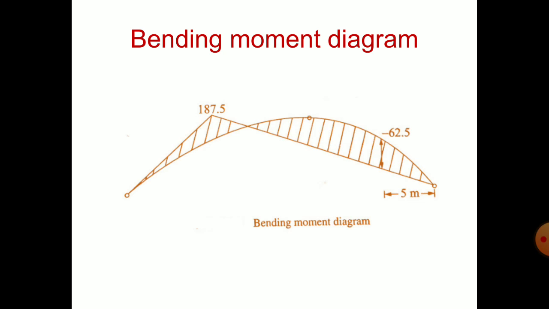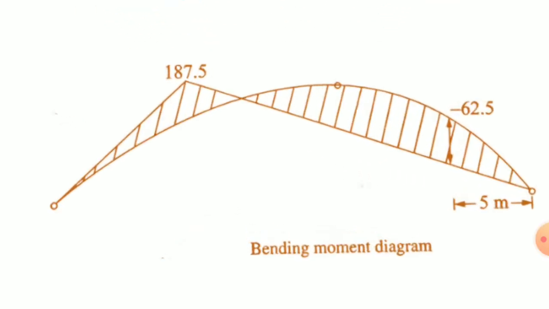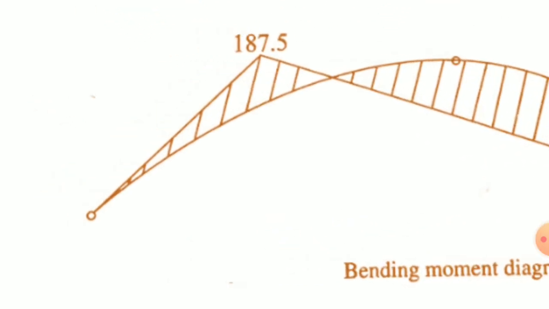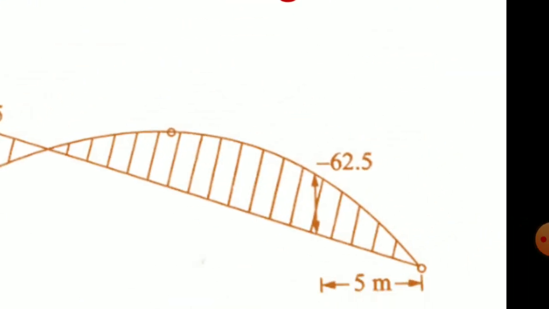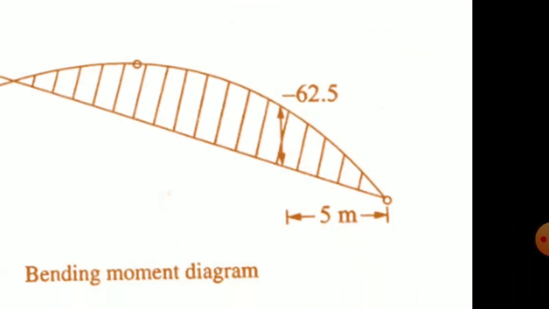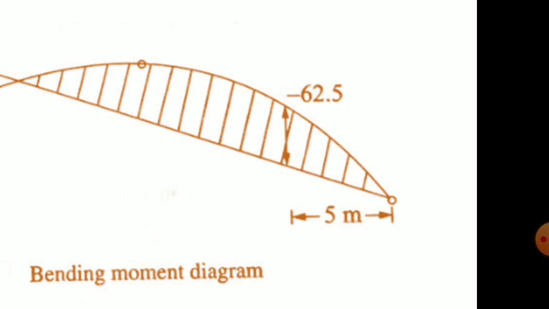So this is the diagram. You can see here the bending moment is positive 187.5, and here it is 62.5, which is at a distance of 15 meters from the left support or 5 meters from the right support. The magnitude of negative bending moment is 62.5.